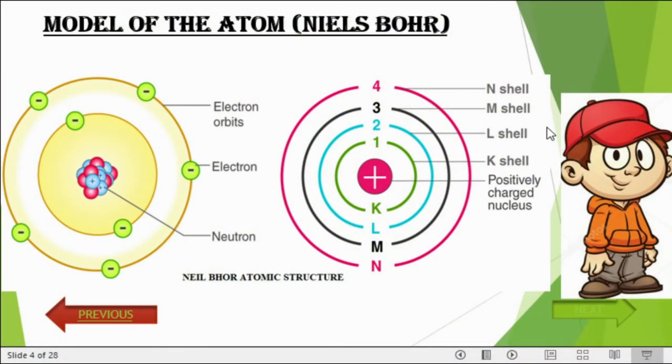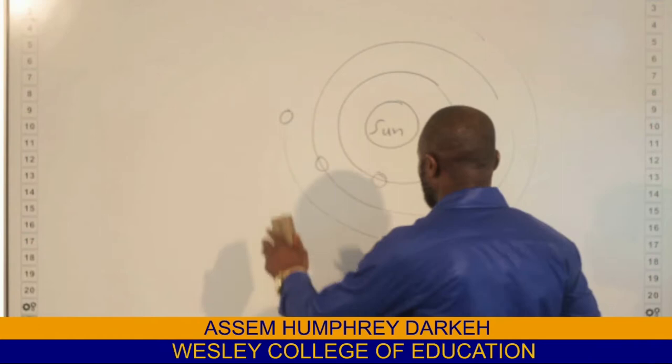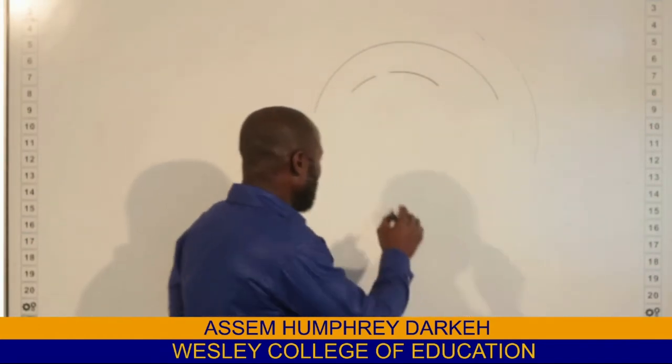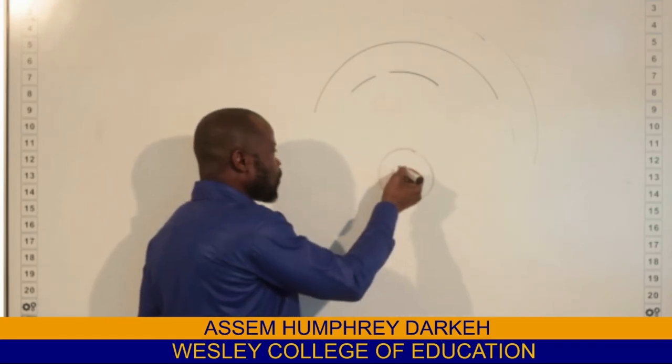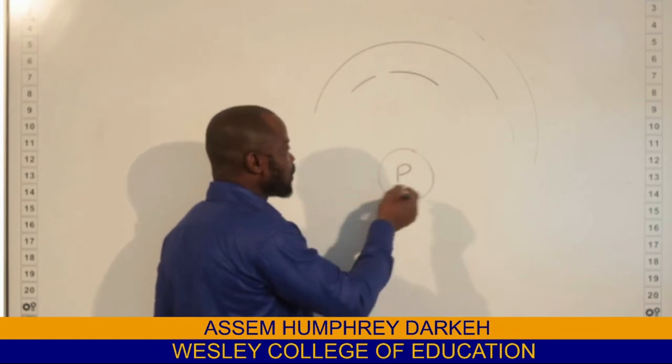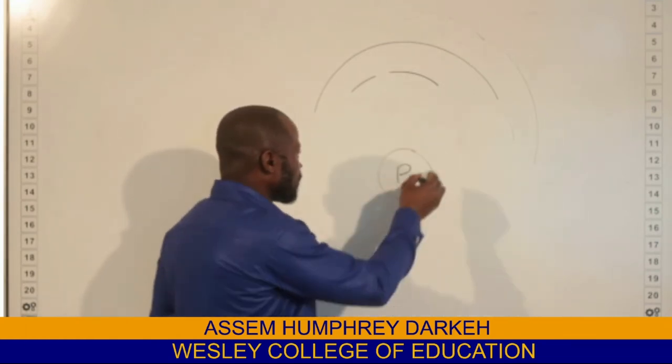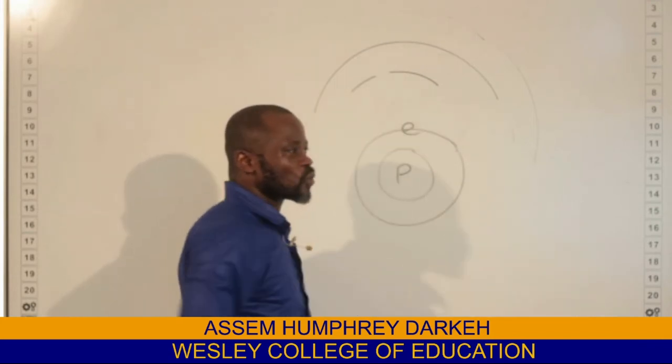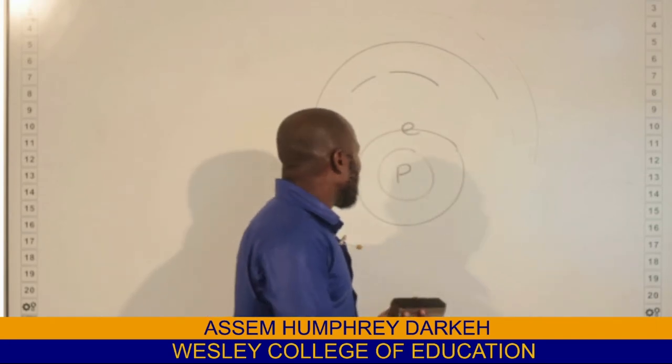So on our slide, we see the Bohr's model of the atom, where we have the central part, and in the central part we can have protons and neutrons, and around this central part, which is the nucleus, we find the electrons moving in their orbits. Now, for a hydrogen atom, the nucleus could have, let's say, the proton P and perhaps a neutron, and around this, we have an electron moving around the orbit of the atom.